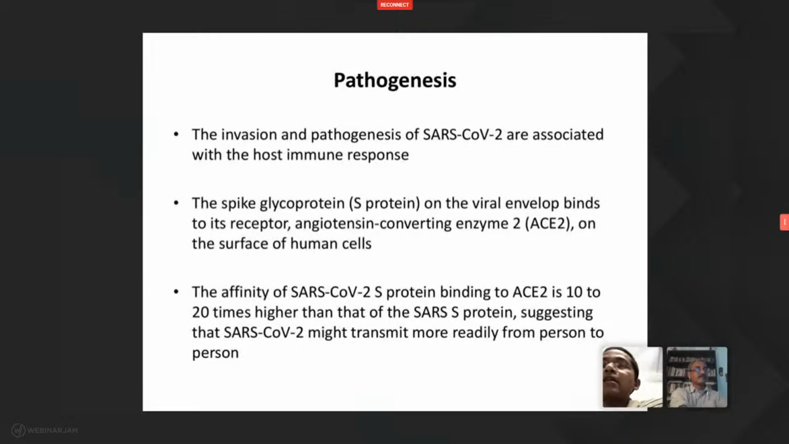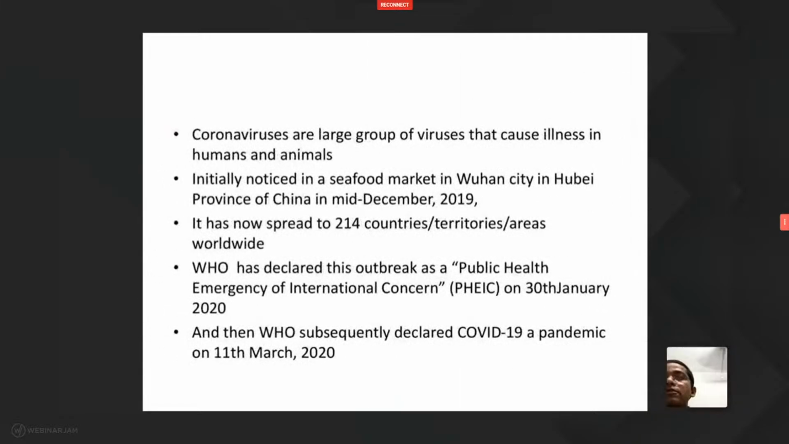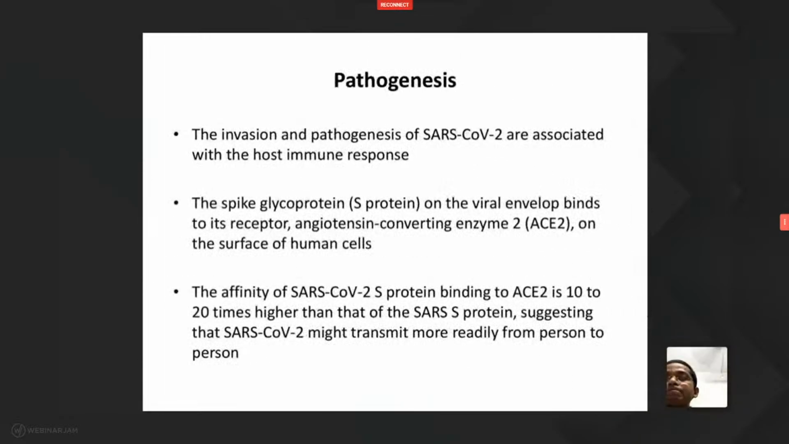Now coming to the pathogenesis. It is the SARS-CoV-2 virus, with the spike protein, the S protein, which binds to the ACE2 receptor of the pulmonary alveoli. And this is why transmission is so rapid and so aggressive, because the binding capacity of the ACE2 receptor is 10 to 20 times higher than with other coronaviruses, which suggests that SARS-CoV-2 might transmit more rapidly from person to person.